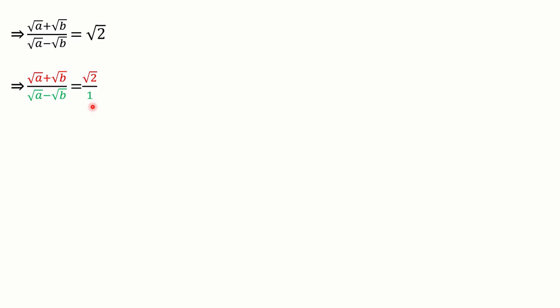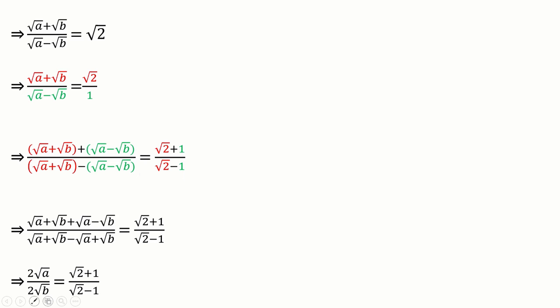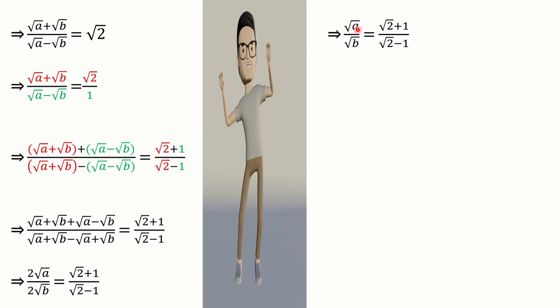Again, by applying componendo and dividendo, we are going to get this line. Now let's simplify the left hand side, numerator as well as denominator. On simplification, we are going to get 2√a in the numerator and 2√b in the denominator. This 2 and 2 can be cancelled out. So √a over √b.